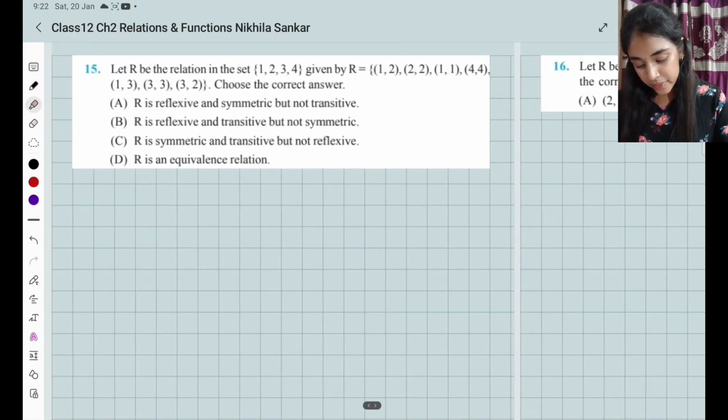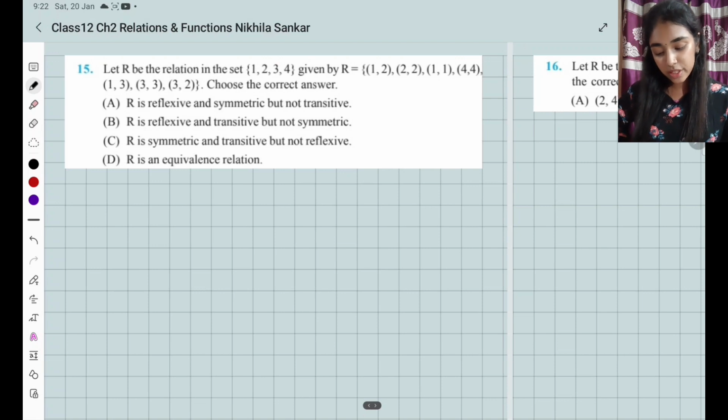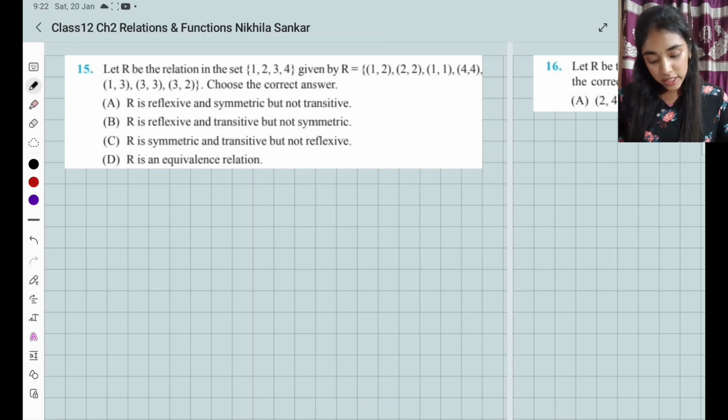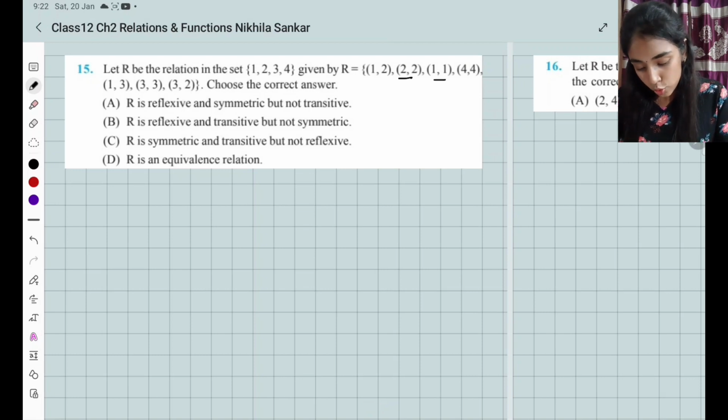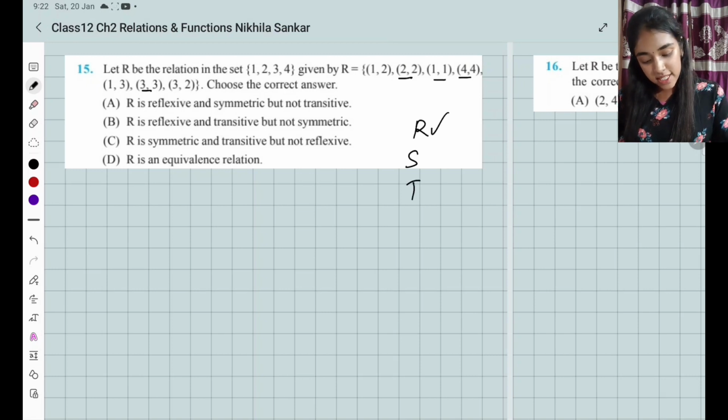Question number 15. Let R be the relation 1, 2, 3, 4. இப்போ என்ன கொடுத்திருக்கு? 1, 2, 2, 2, 1, 1, 4, 4 லாம் கொடுத்திருக்கு. இப்போ you have to choose the correct answer. இப்போ 1, 2, 3, 4 இருக்கு. So you have 1, 1, 2, 2, 3, 3, 4, 4. So it is going to be reflexive. இப்போ symmetric, transitive. இது check பண்ணணும்.